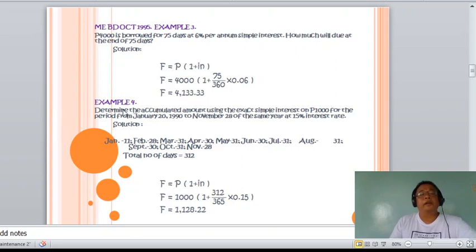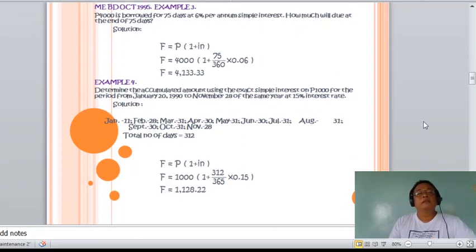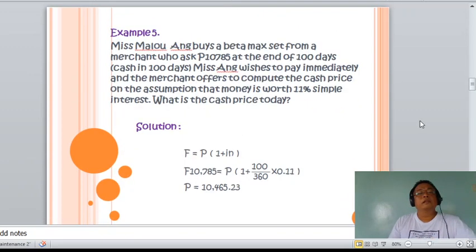days. Okay? So getting now the future amount, that is the principal amount of 1,000 multiplied by 1 plus 312 over 365 multiplied by the rate of interest of 15%. So the future amount now is 1,128.22. Okay? So, again, last example. Okay.